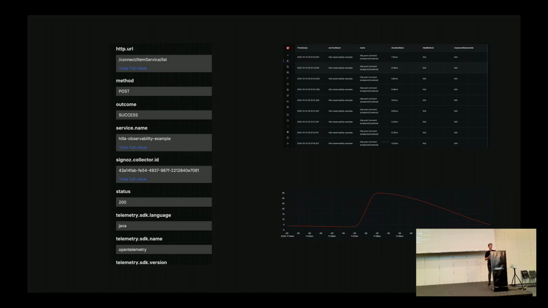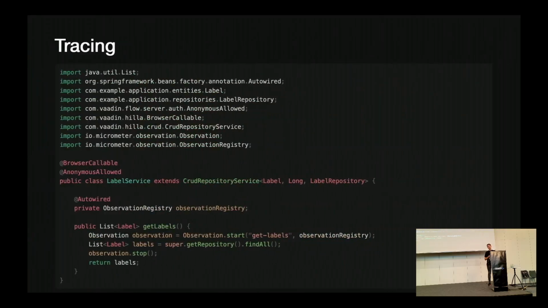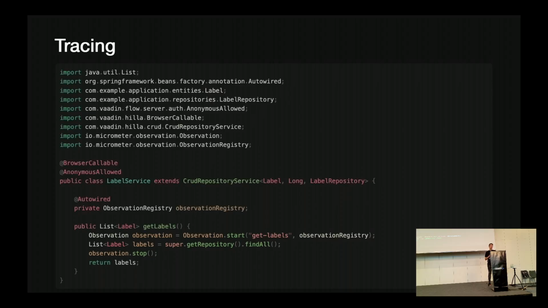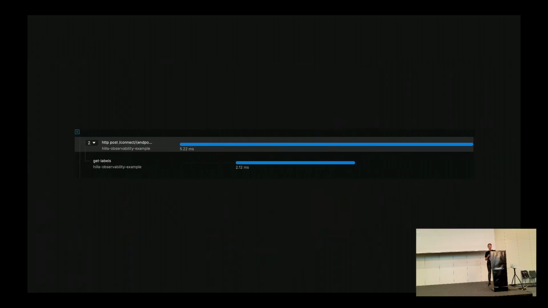And for every trace, we can see details like the trace status, as well as associated metrics like the duration, for example. In addition to that, we can use the so-called Micrometer Observation API to create custom spans to observe custom functionality in our Hilla app. In this simple example, we are just going to wrap a custom span around a method call of a Spring Data repository. Doing this, we are then able to see in our tracing backend how this works together.